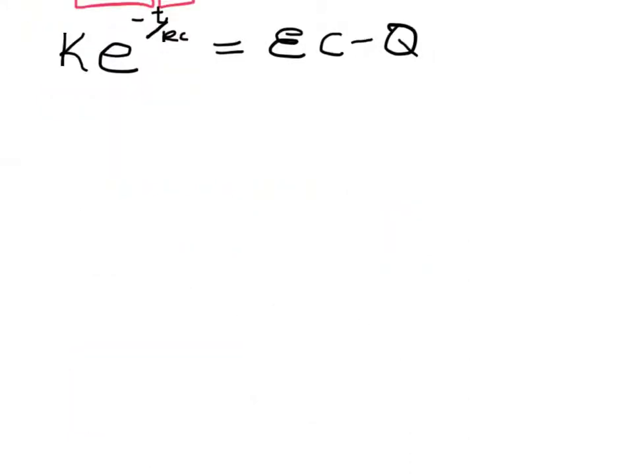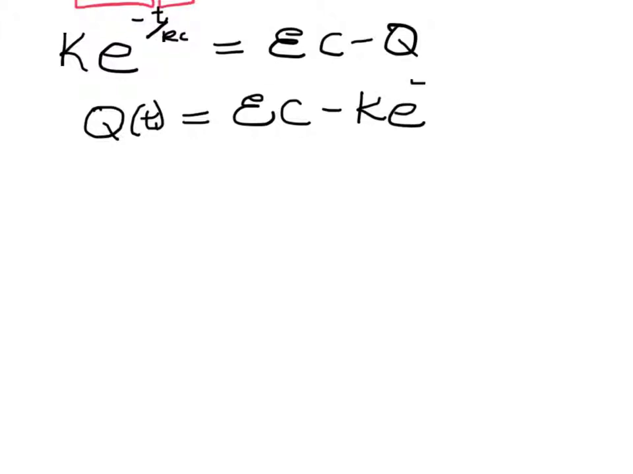Alright, now we're really getting close. I'm going to kick over the Q and kick this over, and we're going to get Q, and now I'm going to write it in functional form. Q as a function of time is this minus some constant times e to the negative t over RC. Oh, we're almost done. What's the problem? The problem is this K. What is that K? How do we figure that out?